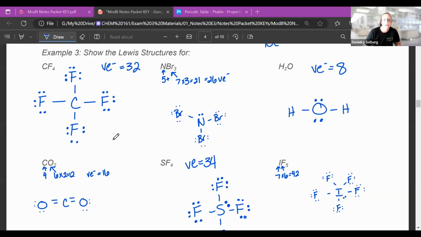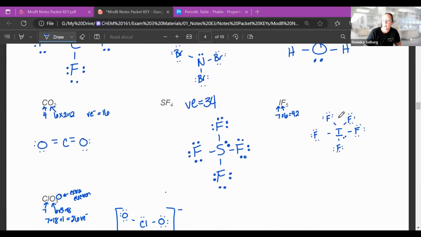Now, if you want, you can check the other ones. CF4 should look like this, water should look like this, and then SF4 should look like this. So if you need help, let me know.